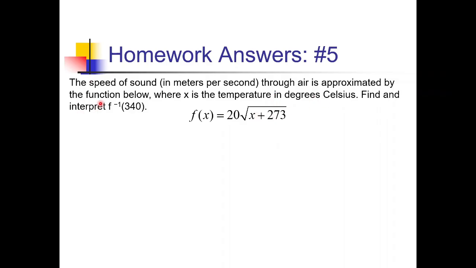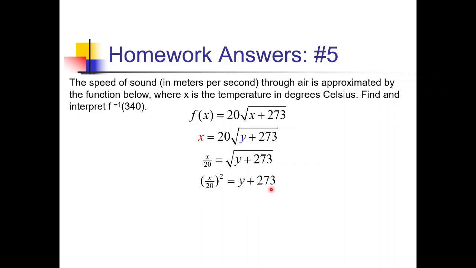They want us to find and interpret f inverse of 340. To get the inverse function, we're going to start by replacing y with x and x with y, switching those. So we've got x equals 20 radical y plus 273. Now we're going to solve for y. We'll divide by 20, so we have x over 20. Then we square both sides, so x over 20 squared equals y plus 273. And at last, we subtract 273 as well. So we have f inverse equals (x over 20) squared minus 273.